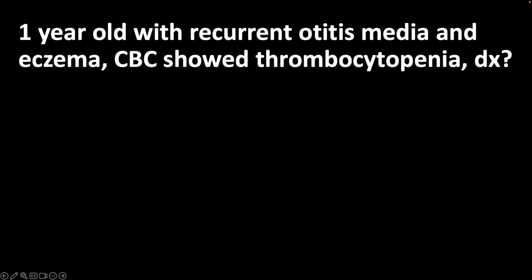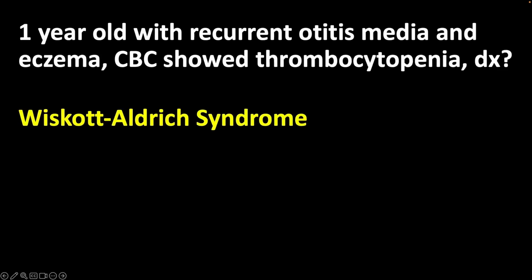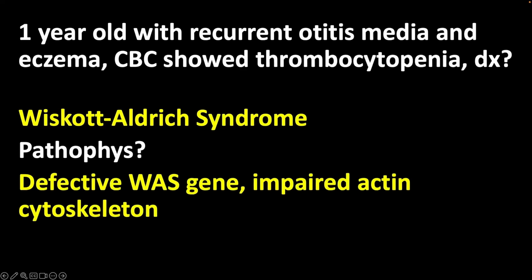Now we have a 1-year-old with recurrent otitis media, eczema, and CBC shows thrombocytopenia. What are we concerned for here? This would be Wiskott-Aldrich syndrome. And there's a mnemonic to remember these clinical findings. It's WATER. So WA for Wiskott-Aldrich, T for thrombocytopenia, E for eczema, and R for recurrent infections. And what's the pathophys? It's a defective WAS gene, leading to actin cytoskeleton impairment.